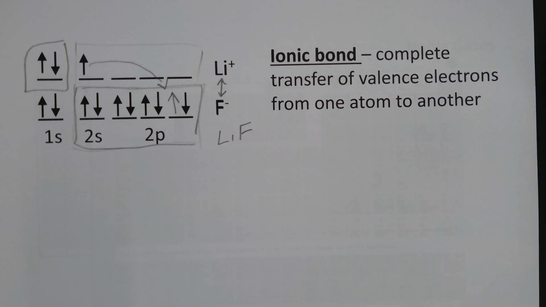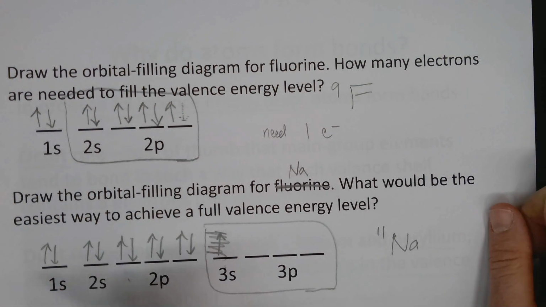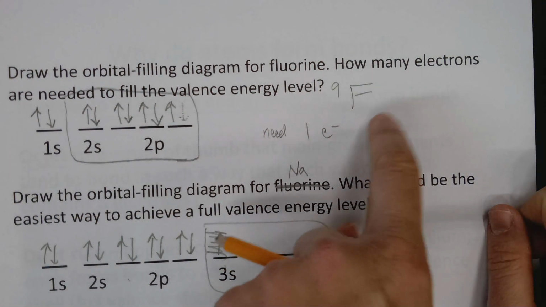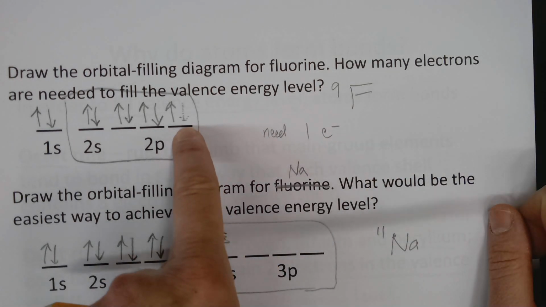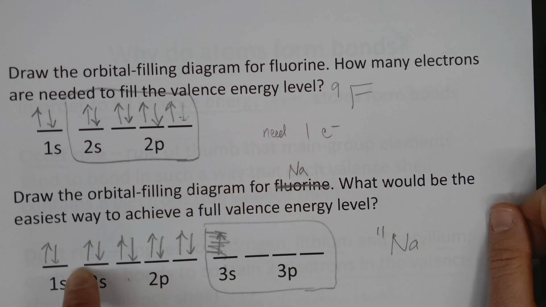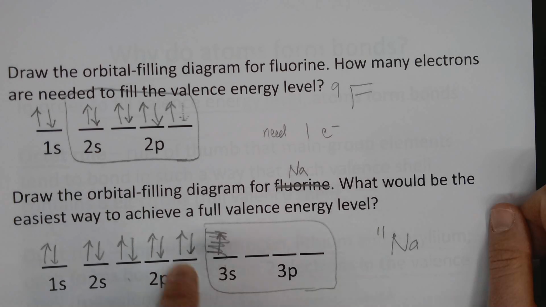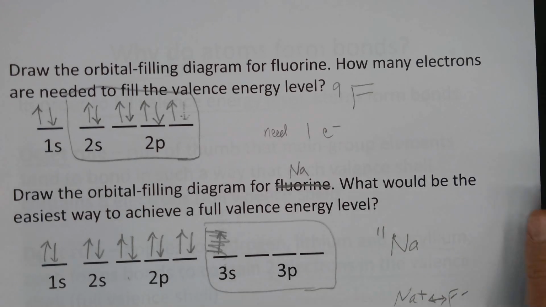The same thing would happen in the example we used. Here we have sodium and fluorine. If sodium can give its valence electron to fluorine, then fluorine has a full valence shell, and sodium has a newly formed full valence shell, but sodium would be positive, fluorine would be negative, and they'll come together to form an ionic bond.